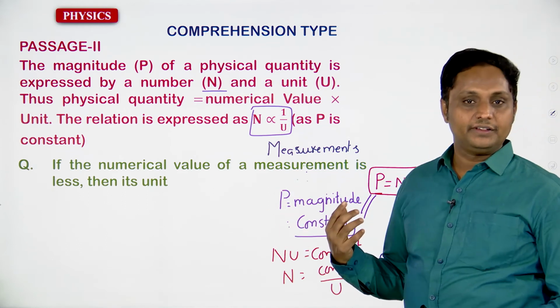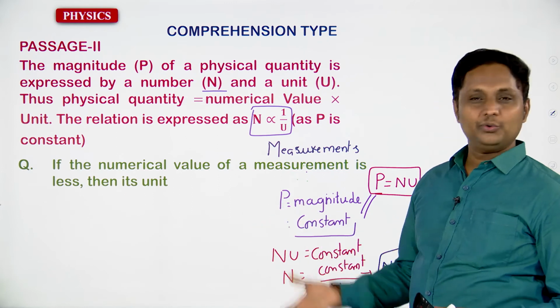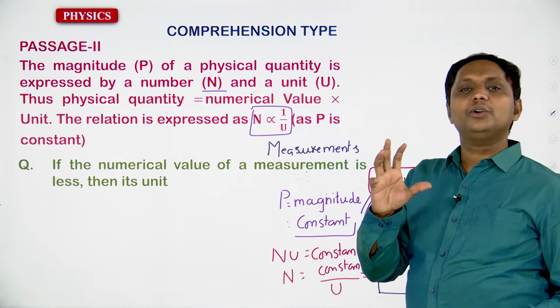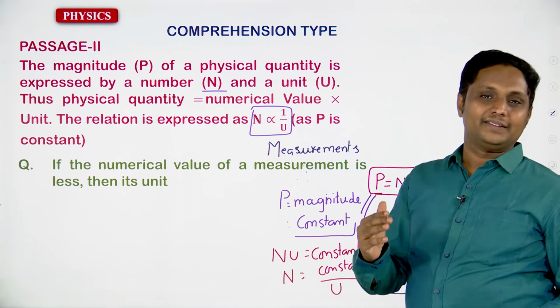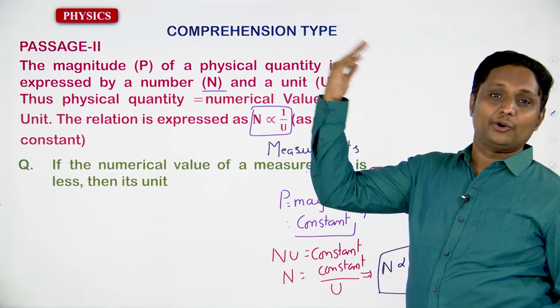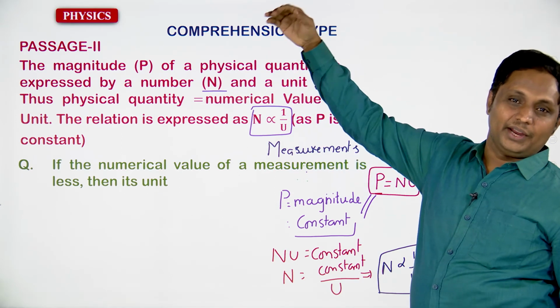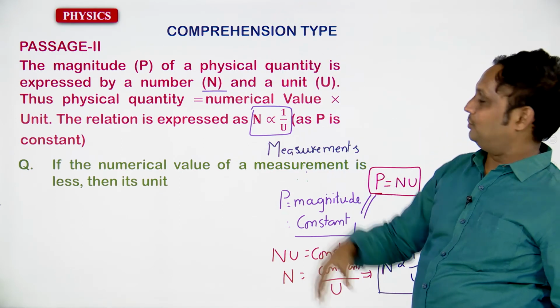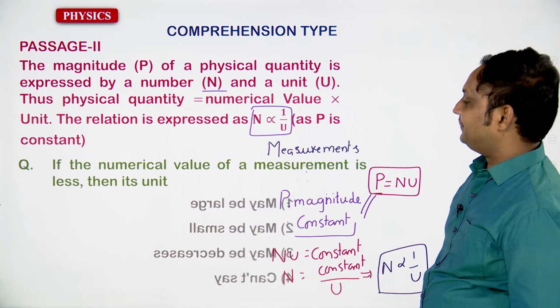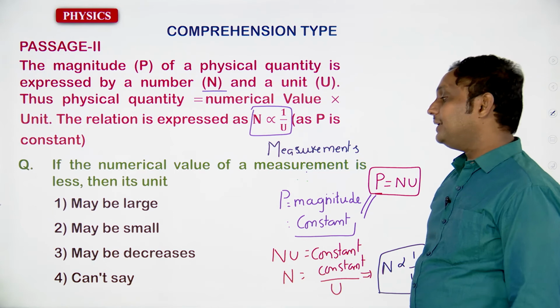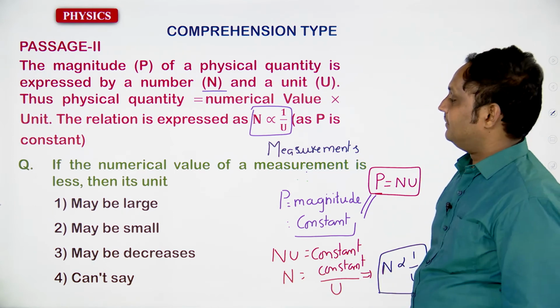What we have discussed about this one, 1 kg. The unit is going to be kg, that is in the MKS system. The unit is going to be a higher order unit. So kg, you can take that MKS, you just have to remember. Then the unit may be large, may be small, may decrease, we can't say.